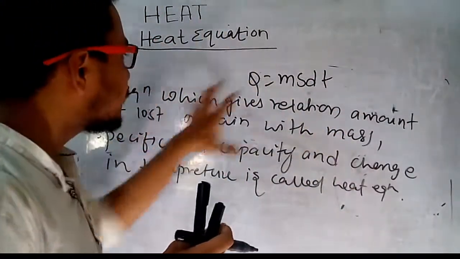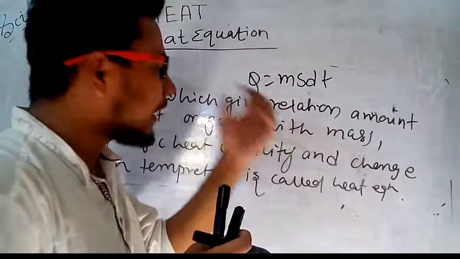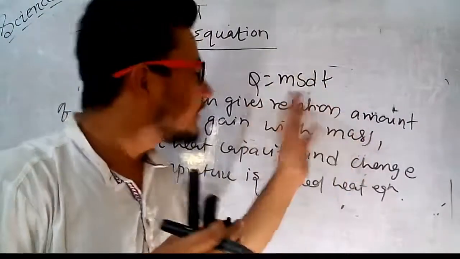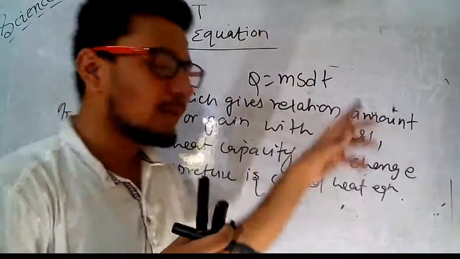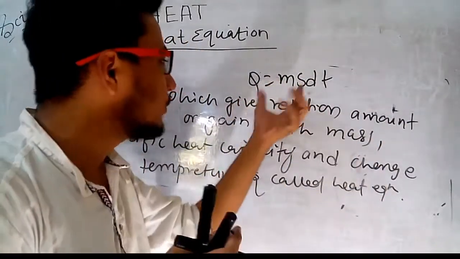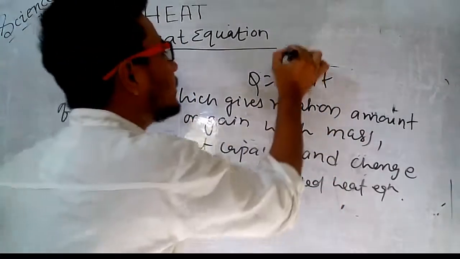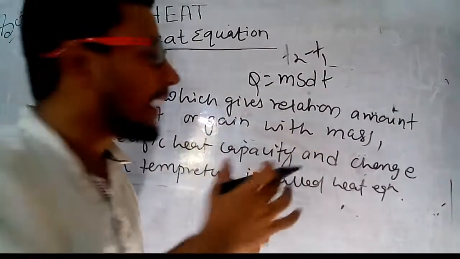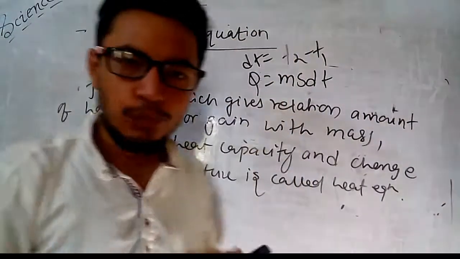This is the definition of the heat equation, and from here the numerical part comes. Given three quantities, m, dT and s, you have to find the value of Q. And sometimes you have to find dT, that is T2 minus T1, the final temperature of the body minus the initial temperature. So thank you for watching.